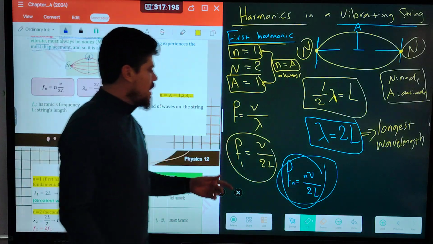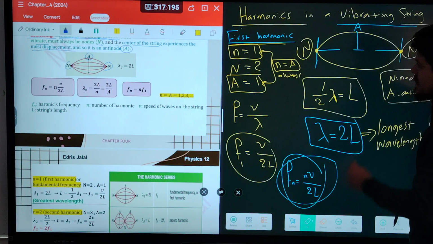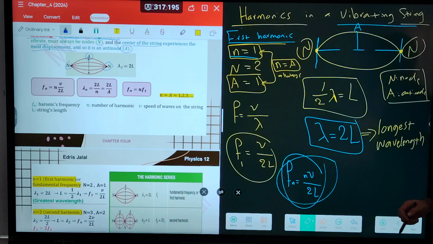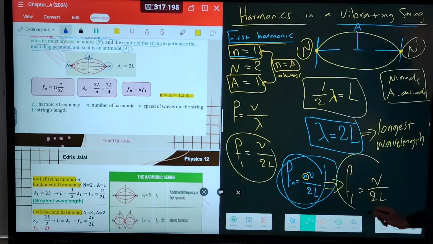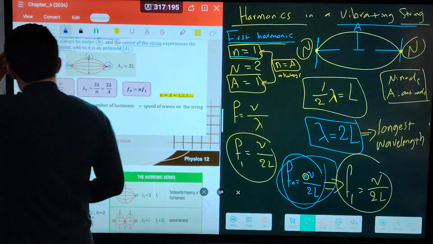How did we get this equation? F1 is equal to v over 2L. For the first harmonic, guys, the number of the harmonic is equal to 1. Replace it into this equation. Instead of this n, write down 1. Number of harmonic, 1, times v over 2L.